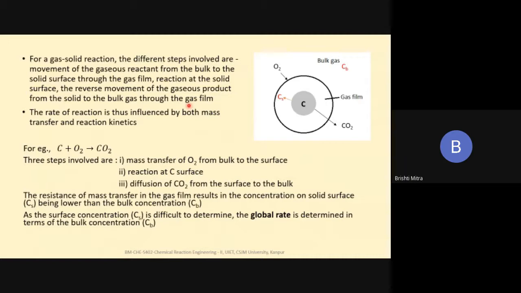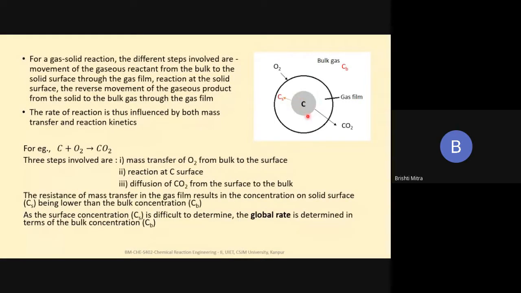Now, let me try to understand this by means of an example. Whenever we talk about a heterogeneous system, there are two terms that I will use very often. One is called the bulk, and the other is called the surface. So there is a concentration of the reactant in the bulk, and there is a concentration of the reactant at the surface. The bulk concentration is known as Cb, and the surface concentration is known as Cs. Let us see what is the difference between the two.